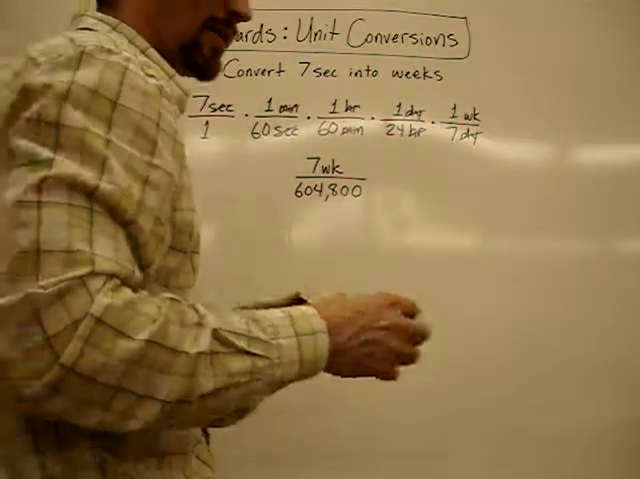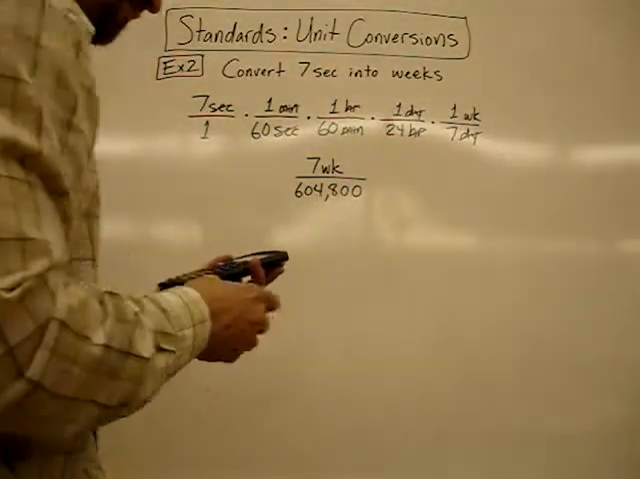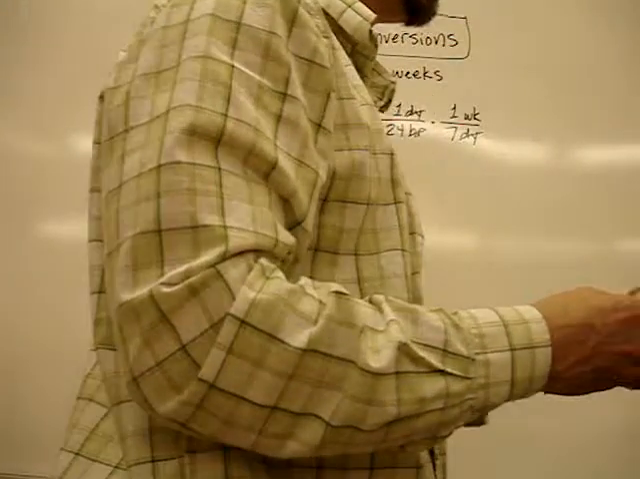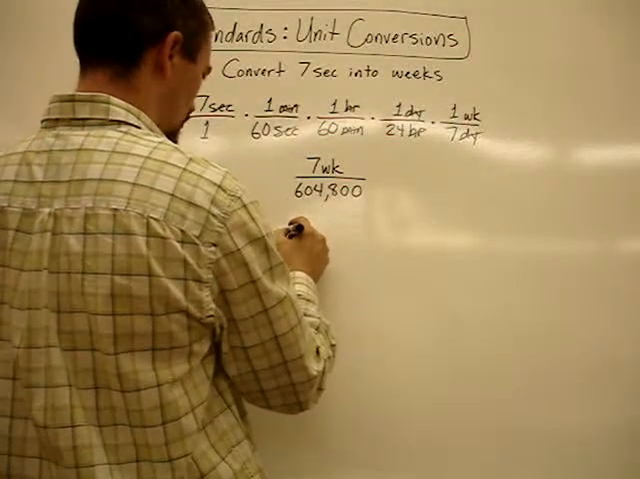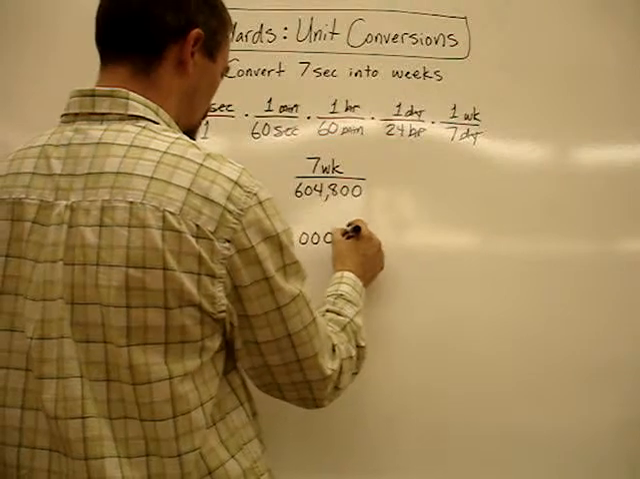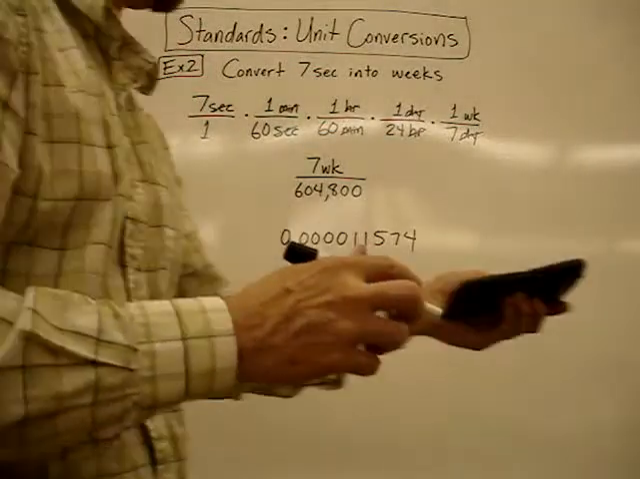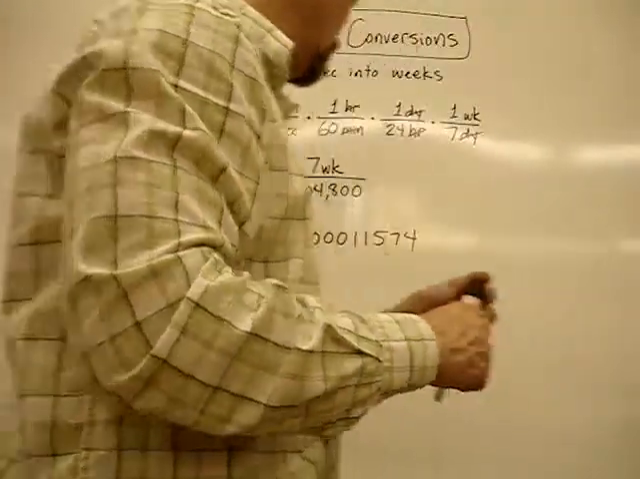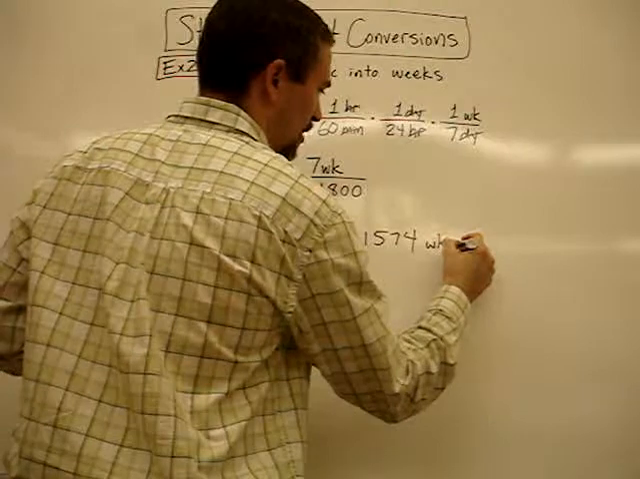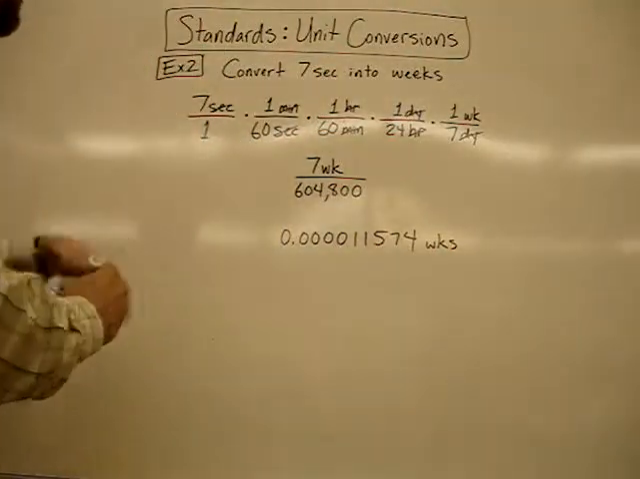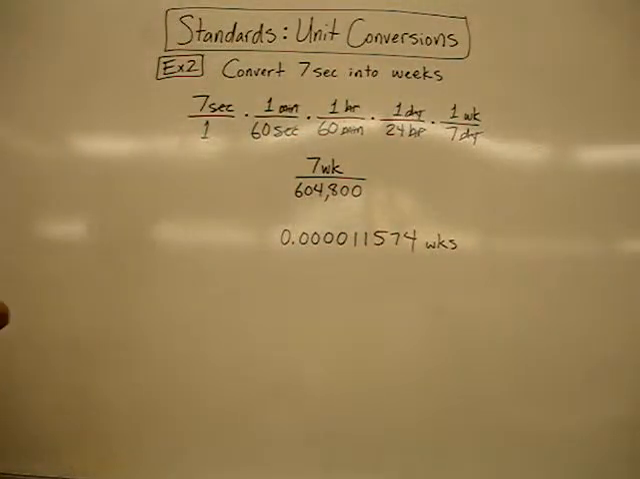And then we divide 7 by that number. We get some really small decimal. So that's equal to 0.000011574, and it possibly continues on there, but we can just round it to whatever place we want. But basically it's that many weeks. Some tiny fraction of a week is what you would think. 7 seconds is just a tiny fraction of a week. And that's how you do it.